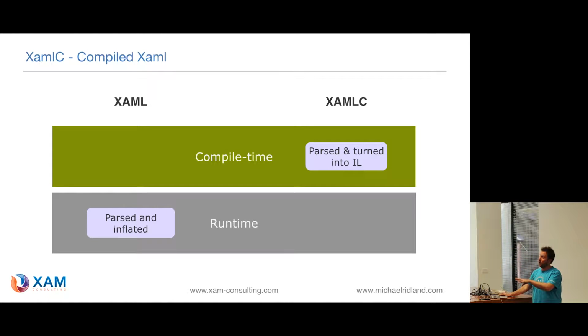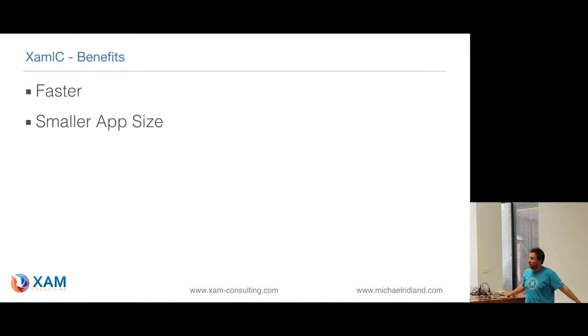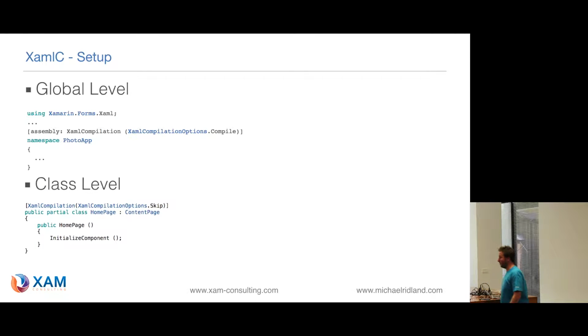So compiled XAML. Traditionally XAML was parsed and inflated at runtime. Now you have an option to have it parsed and turned into IL at compile time. It's faster, gives a smaller app size, and you see XAML errors at build time, which is a nice thing. So you can enable XAML compilation for the whole application at a global level, and then you can turn it off for single pages or just single classes.